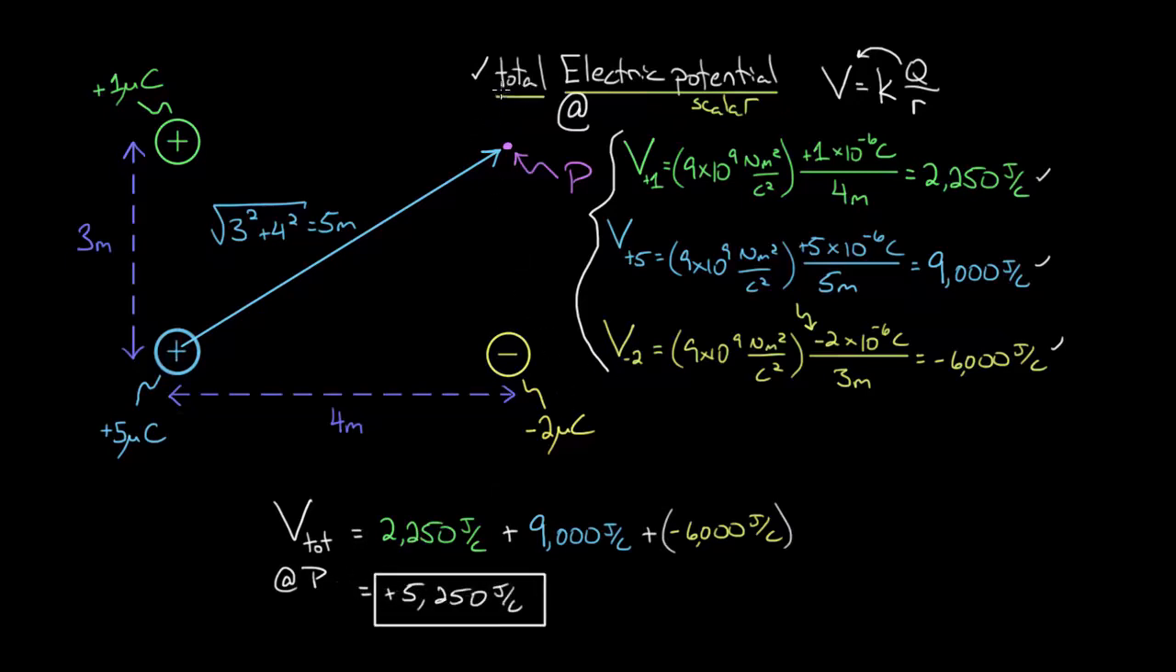Recapping, to find the total electric potential at some point in space created by charges, you can use this formula to find the electric potential created by each charge at that point in space, and then add all the electric potential values you found together to get the total electric potential at that point in space.